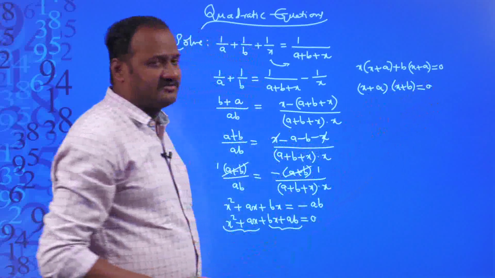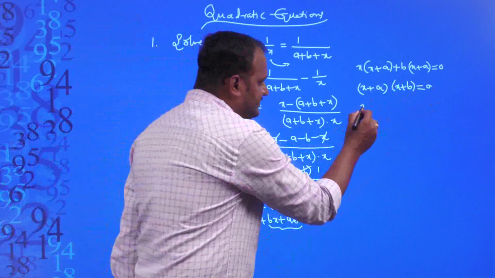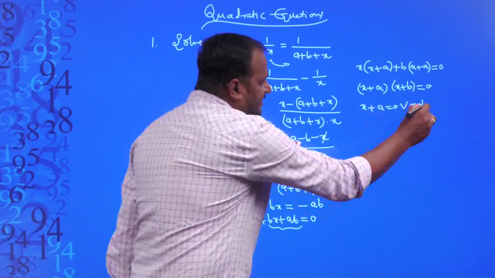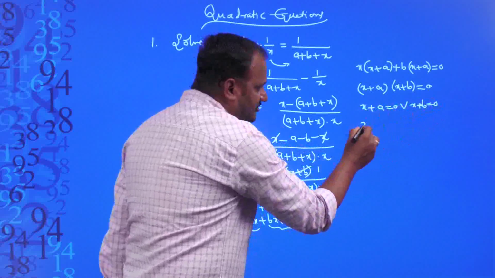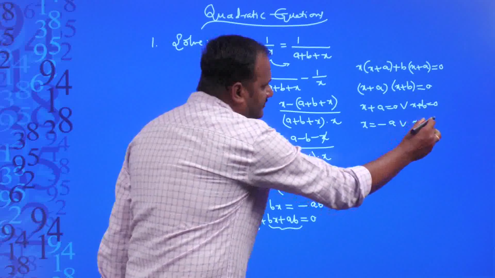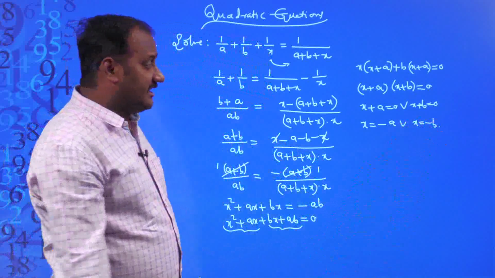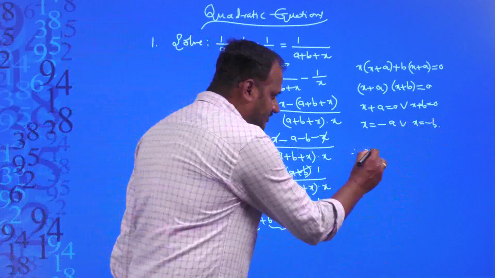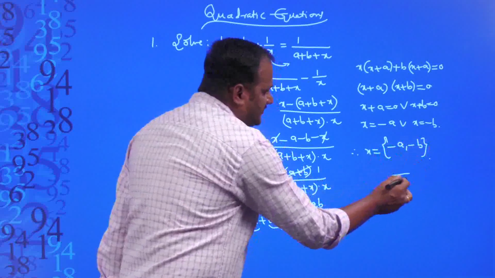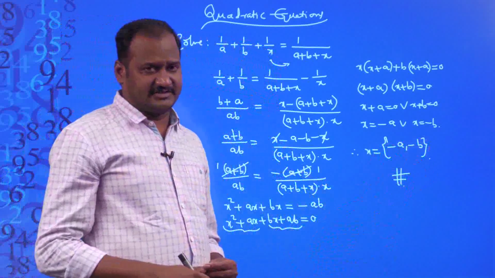Since the product of two terms is equal to 0, either the first term is equal to 0 or the second term is equal to 0. So you can write it as x plus a is equal to 0 or x plus b is equal to 0. If x plus a is equal to 0, x is equal to minus a, or if x plus b is equal to 0, x is equal to minus b. Therefore, the possible values of x are the set containing minus a comma minus b, right. So this way we can easily solve this kind of quadratic equations, right.